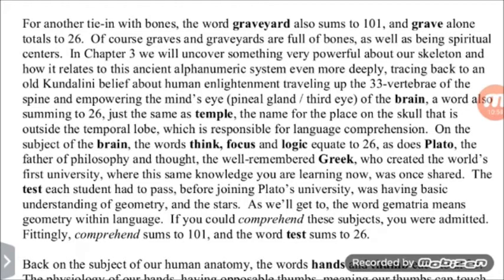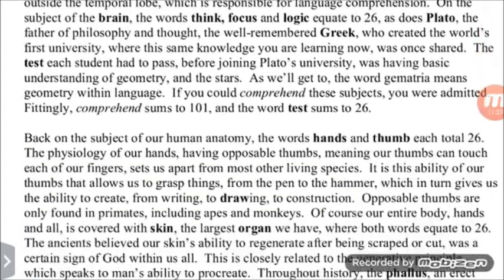now was once shared. The test each student had to pass before joining Plato's university was having basic understanding of geometry and the stars. As we'll get to, the word Gematria means geometry within the language. If you could comprehend these subjects, you were admitted. Fittingly, comprehend sums to 101, and the word test sums to 26.